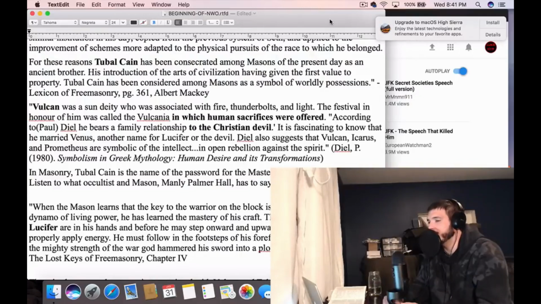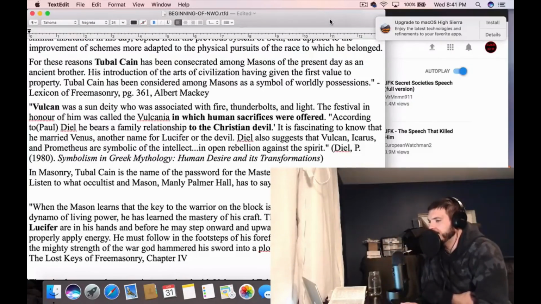Let's read more about Vulcan. According to Paul D.L., so that's who wrote the book, he bears a family relationship to the Christian devil. Now they're associating with the devil. It is fascinating to know that he married Venus, another name for Lucifer, or the devil. D.L. also suggests that Vulcan, Icarus, and Prometheus are symbolic of the intellect in open rebellion against the spirit.